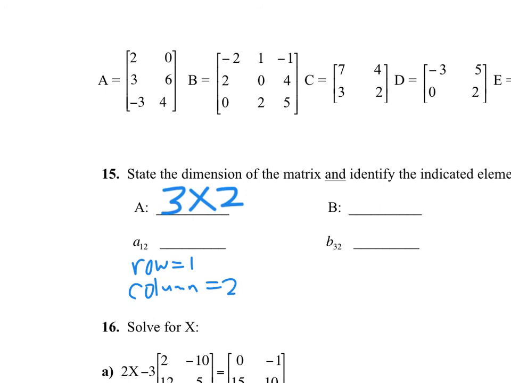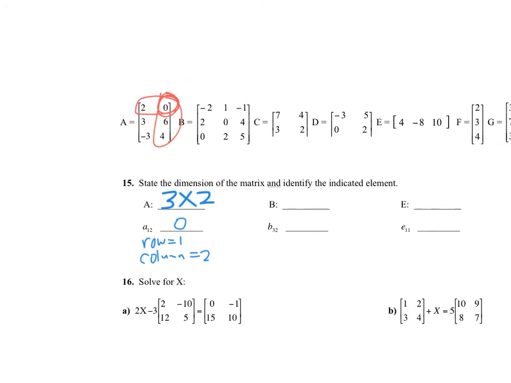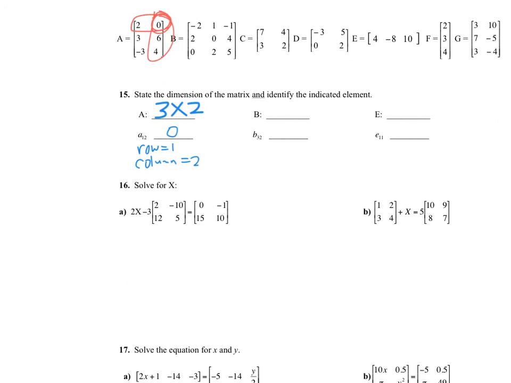So in matrix A up here, which one is row 1, column 2? What number is there? Does anyone see it? 0. It's 0. You go to row 1, which is this one, column 2. So there it is, 0. Okay, think you can do the rest of those? I'll let you try the rest of those.